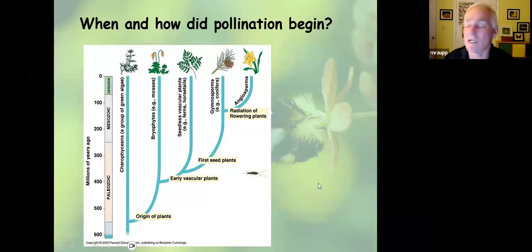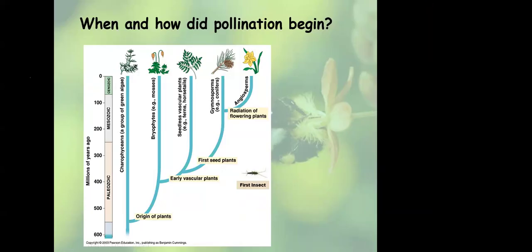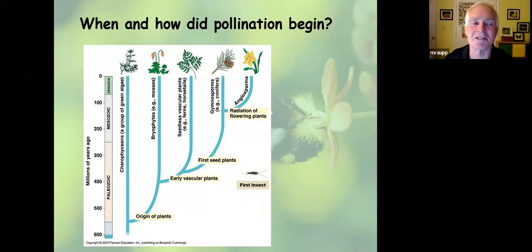When did the first insect arrive on the scene? About 400 million years ago. And does anybody know what that first insect was? What's that look like? Can you see my little pointer there? What's that thing look like? A silverfish. That's correct. The silverfish is indeed 400 million years old. Very good. Still around today.